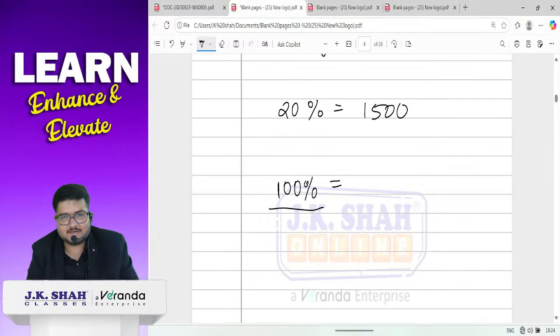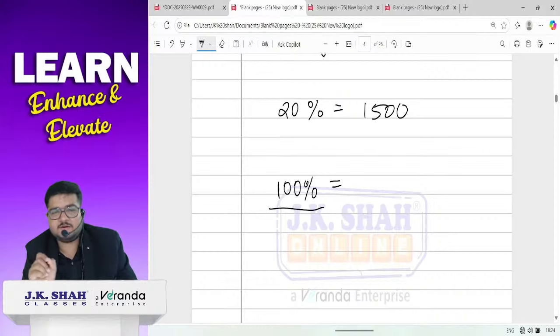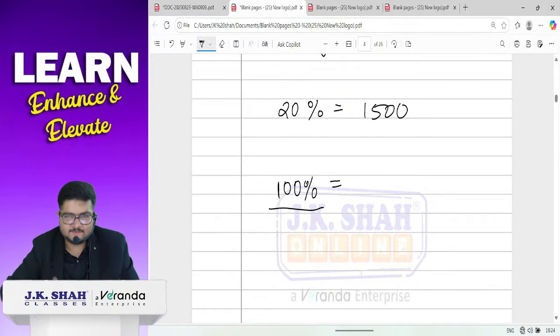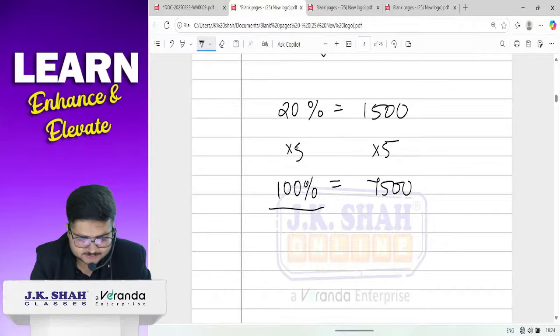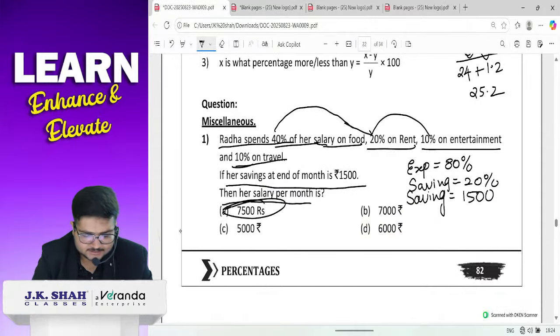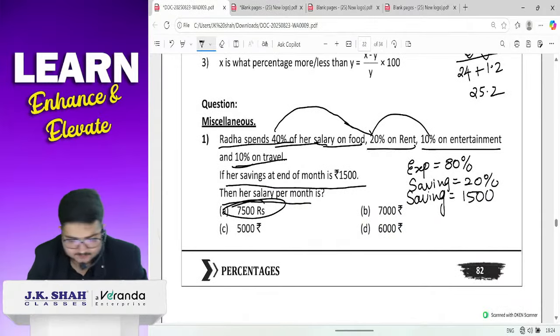So how can we find the rupee amount of 100%? 1500, 1500, 1500, 1500, 1500, 5 times. So 5 times is 7500. Right? Both are 5 times. If you do 5 times, you will get 100%. So the value is 7500. Right? Obviously, very easy, very good.